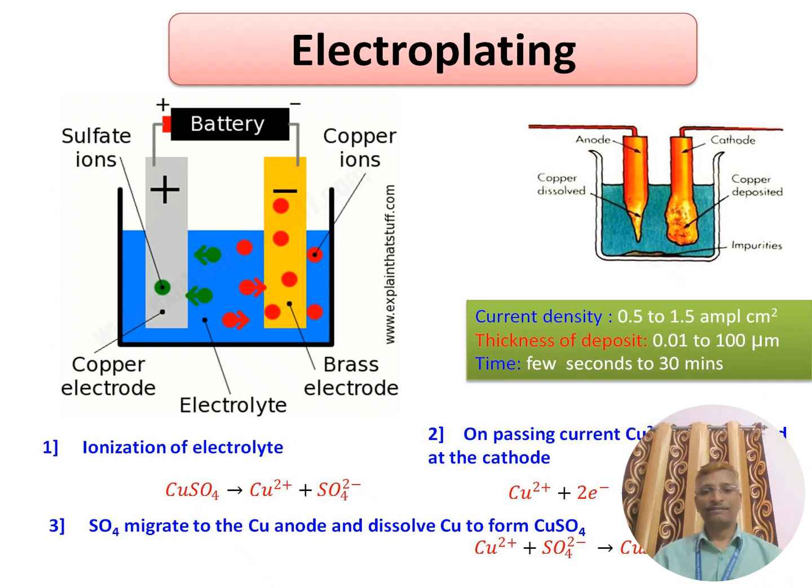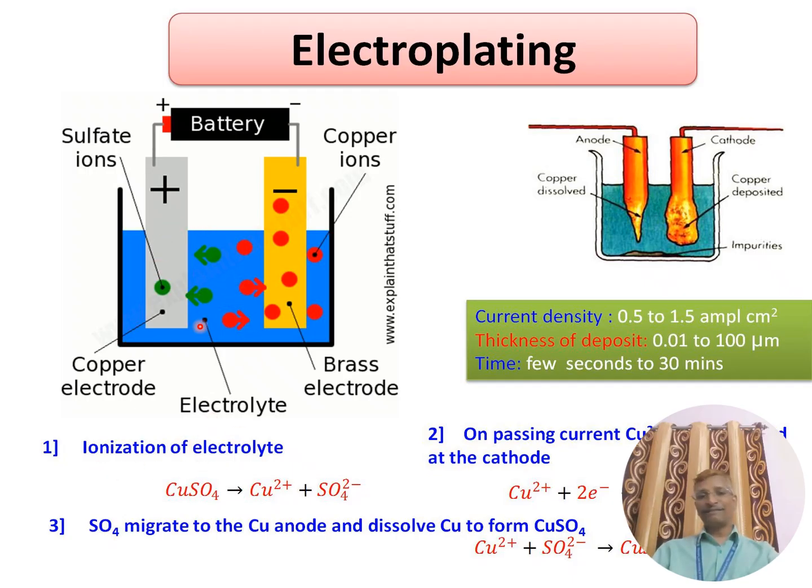Now let us see. This is the simple mechanism between the anode and cathode for the process of electroplating. This is the copper electrode and brass electrode. So two electrodes are there, copper and brass. The brass electrode is to be coated with copper. This is the electrolyte, which is nothing but copper sulfate solution. Now, what is the mechanism? Very simple. First step, ionization of the electrolyte.